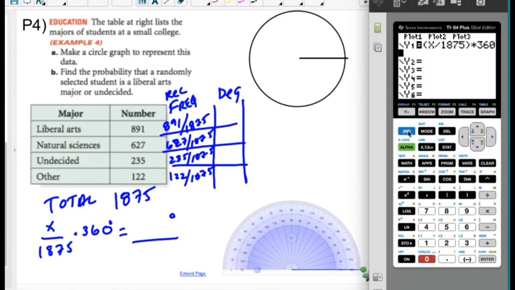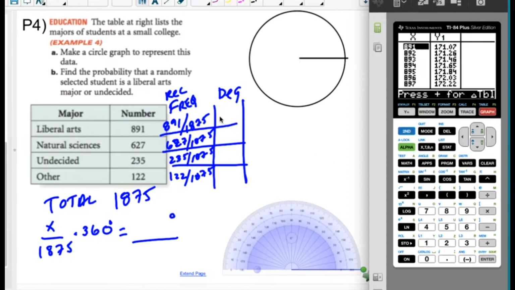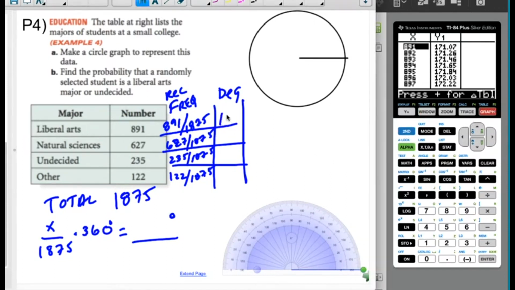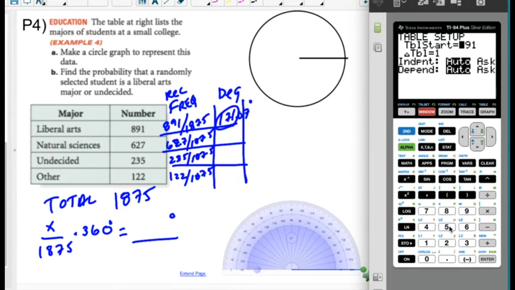Cool. Then we're going to go to table set. I'm going to type in the 891 and go to table. Cool. So I get that this is 171.07 degrees, but honestly, I could probably just say 171 because there's no way you're graphing more accurately than that by hand, right? If it's a calculator, different story. But if you're graphing by hand, let's be reasonable. It's hard enough to get 170, right?